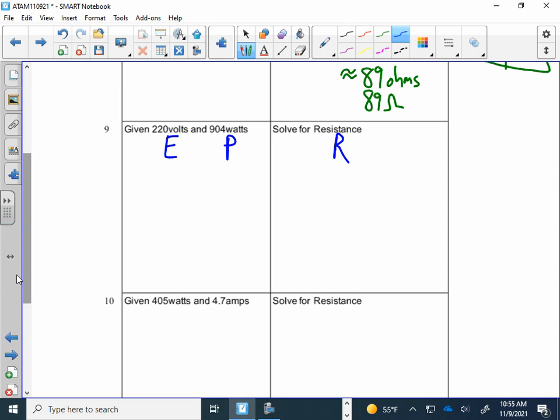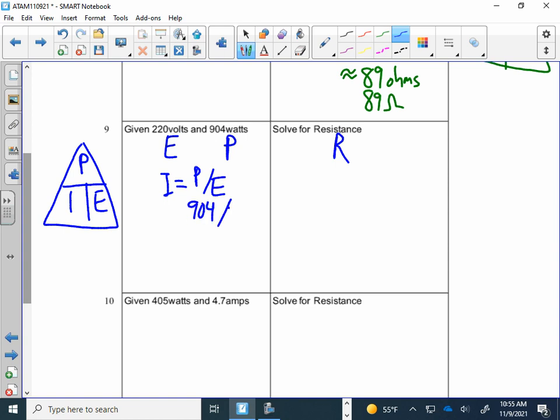Do I have a triangle with P and E in it? I do. P, I, E. So I'm going to use this triangle. If I have E and P, I'm going to find I. I equals P divided by E, 904 divided by 220. That'll give me 4.109 amps.